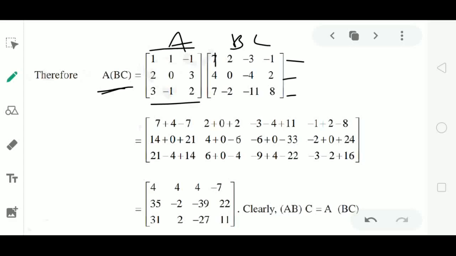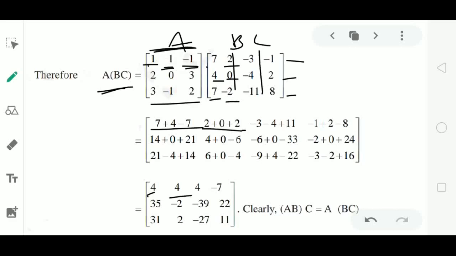First row into first column. 1 into 7 plus 1 into 4 plus minus 1 into 7 gives us 7 plus 4 minus 7, which is 4. First row, second column, 1 into 2, 1 into 0, minus 1 into minus 2 gives us 2 plus 0 plus 2, which is 4.